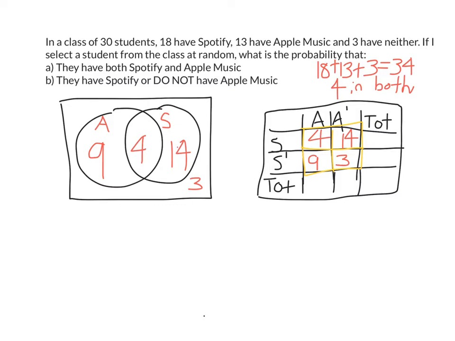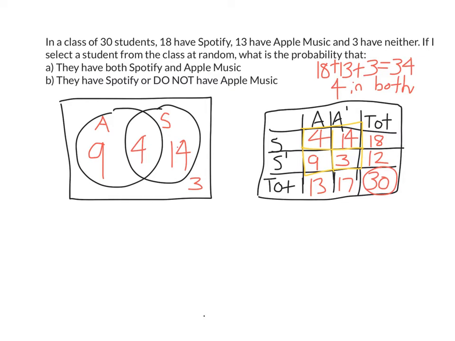The two-way table also has rows and columns for totals. So I've got 18 with Spotify, 12 without Spotify, 13 with Apple Music, 17 without. And everything should add to 30 because there were 30 students. So the only reason we have the Venn diagrams or two-way tables is to display the information in a convenient way. Now these questions, probability questions, will be easy.